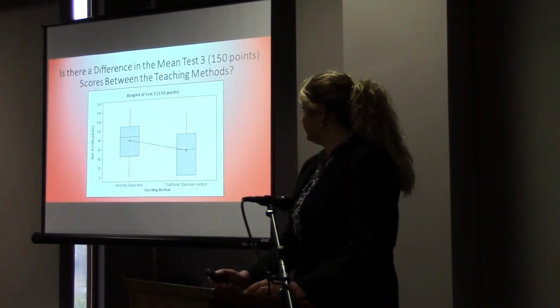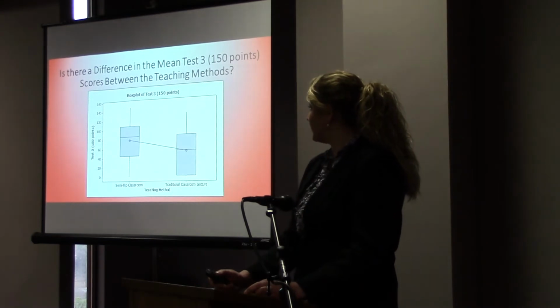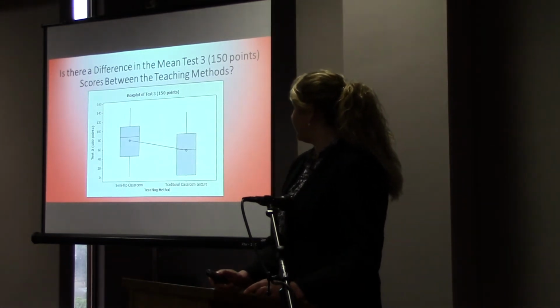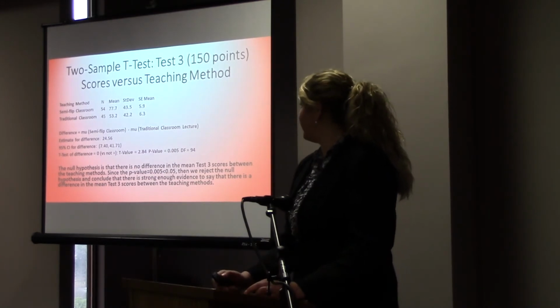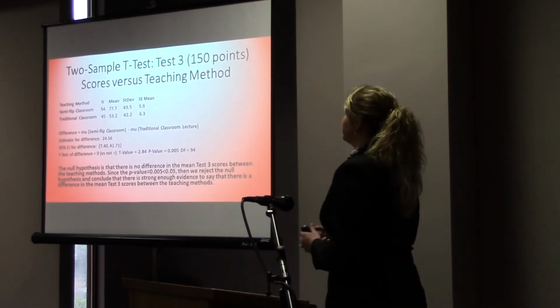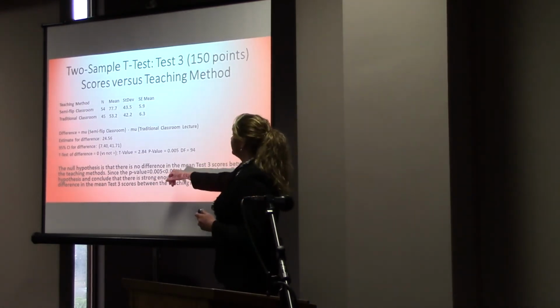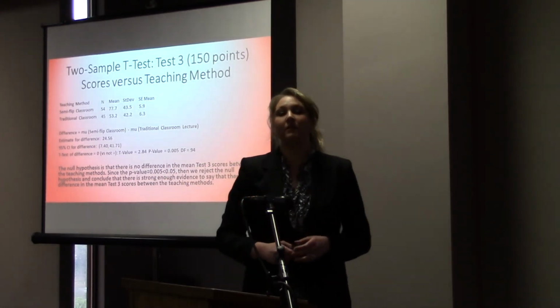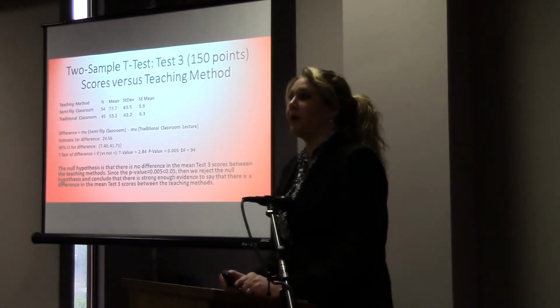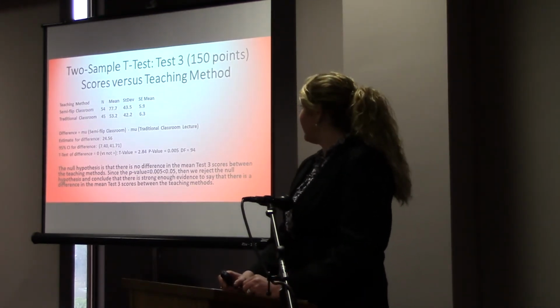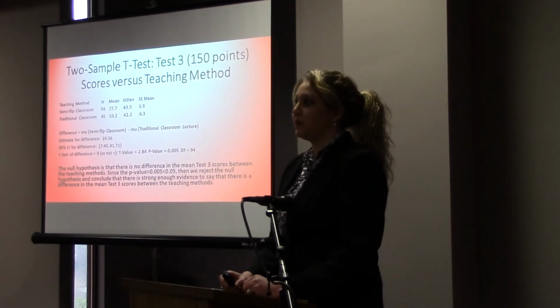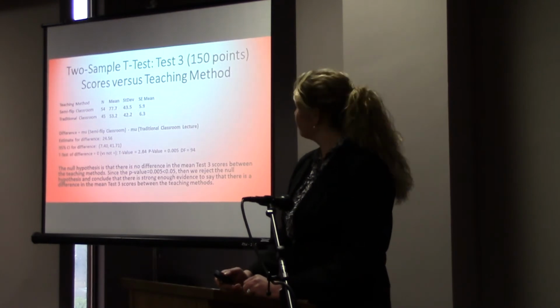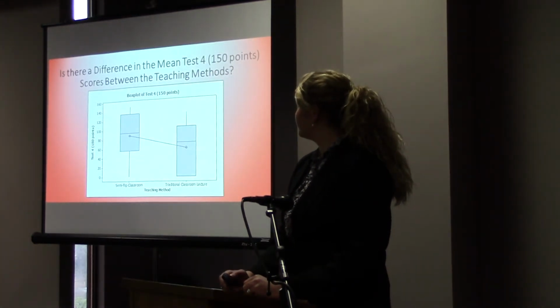Test 3 looks similar. The semi-flip classroom looks as though it's higher than the traditional. The output from Minitab, again we're looking at the p-value. Here we see that it's 0.005, which is less than 0.05. So again, we reject the null hypothesis and conclude that there is evidence that there is a difference between the mean of the scores between the teaching methods. Test 4, here we have a box plot.